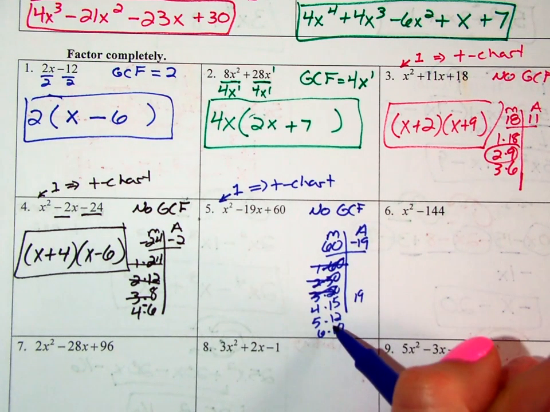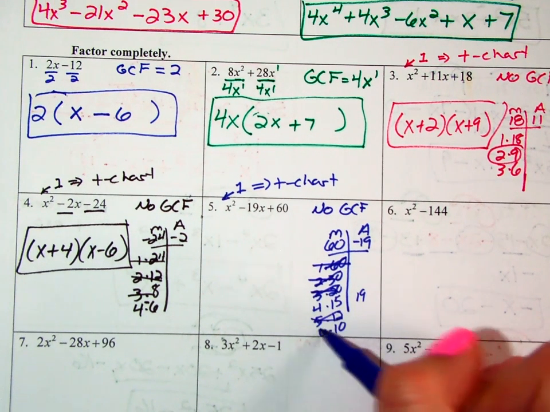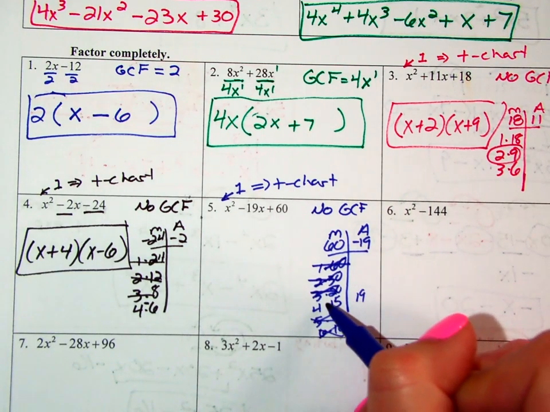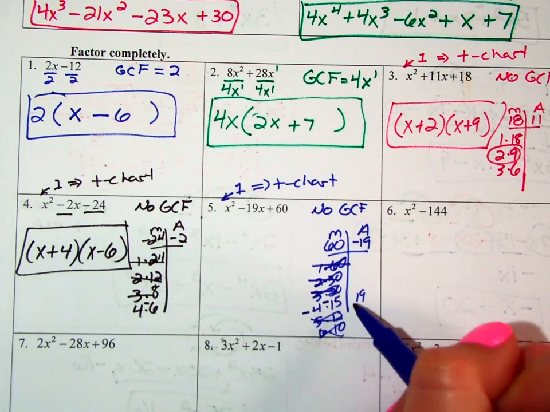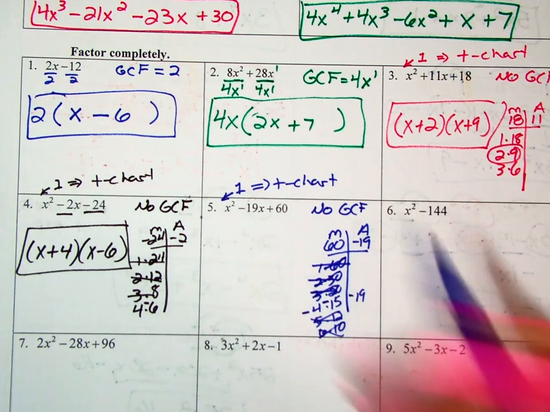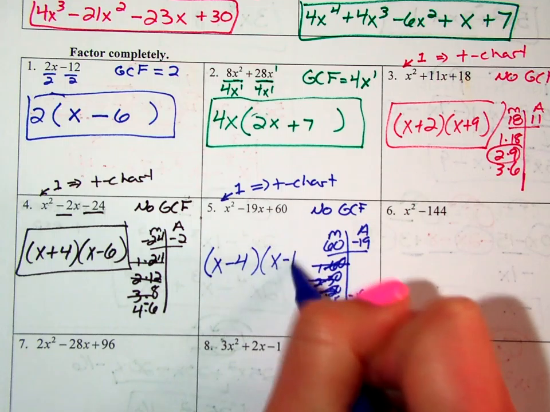All right, so let's keep looking though. This would give me 17 if I add, 7 if I subtract, 16 if I add, 4 if I subtract. But now the issue is I want it to be a negative 19. So that means both of these have to be negative, so that a negative times a negative is a positive, and they add to a negative 19. So it is x minus 4, x minus 15.